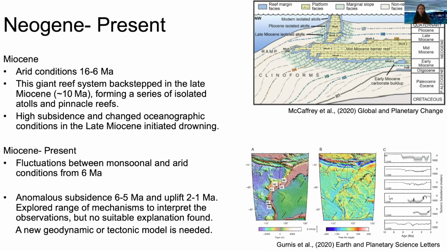They explored a range of mechanisms to interpret those observations, but they were not able to find a suitable explanation. Therefore, they concluded that a new geodynamic or tectonic model is needed to understand those ups and downs that the Northwest Shelf has experienced in the last 6 million years.